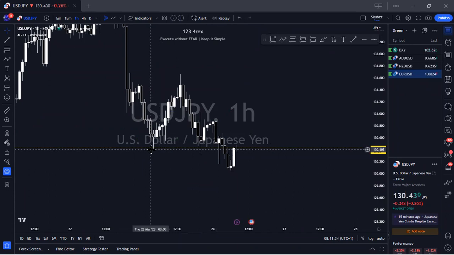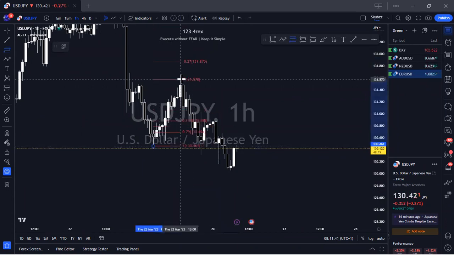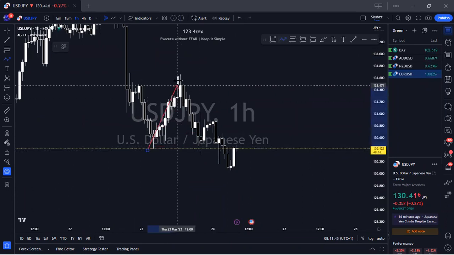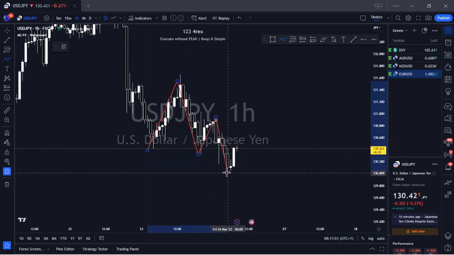So we created this lower high here. Price came down, failed to create another low. We more or less tapped into the support and then we rejected. Then we broke to the downside.